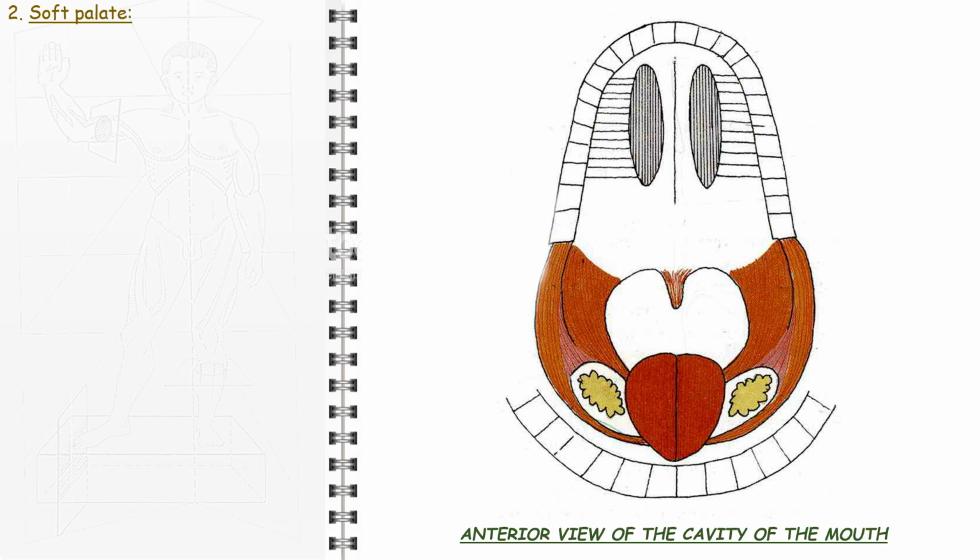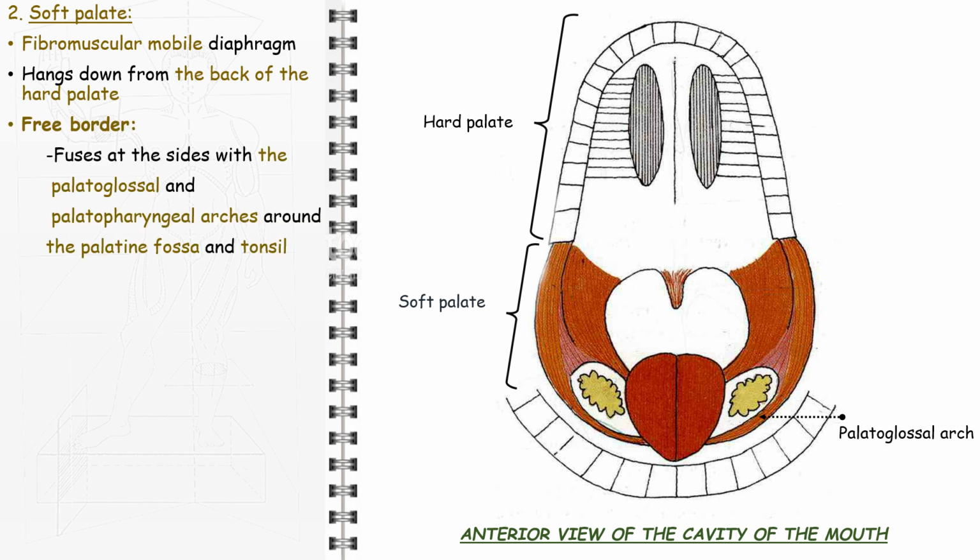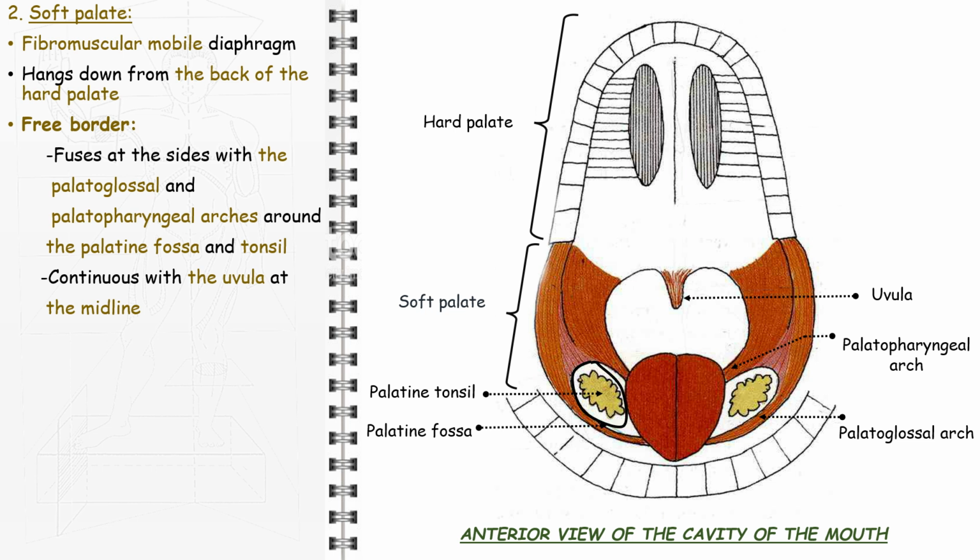The soft palate is a fibromuscular and mobile diaphragm. It hangs down from the back of the hard palate and its free border fuses at the sides with the palatoglossal and palatopharyngeal arches around the palatine fossa and tonsil and is continuous with the uvula at the midline. It separates the oropharynx from the nasopharynx.